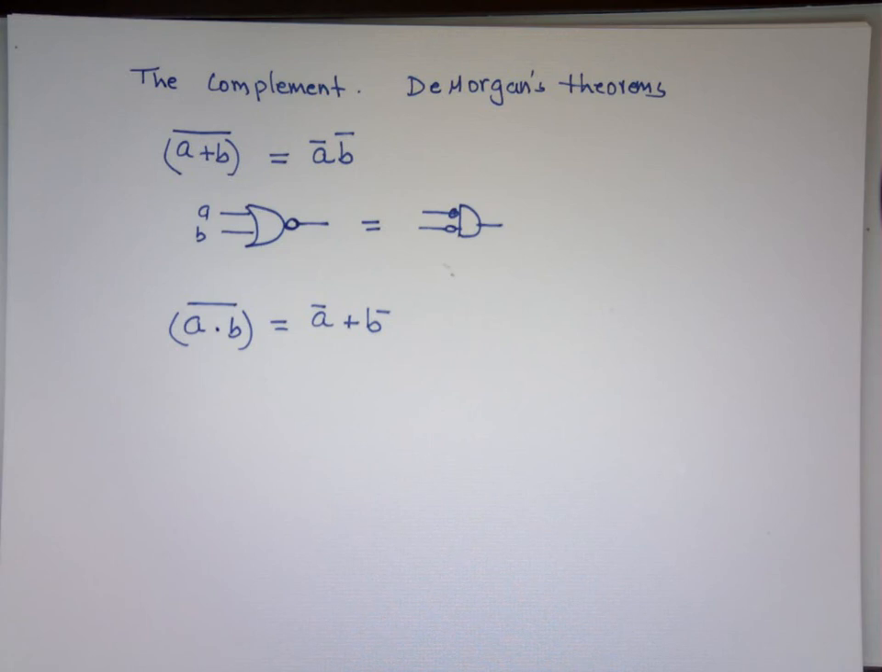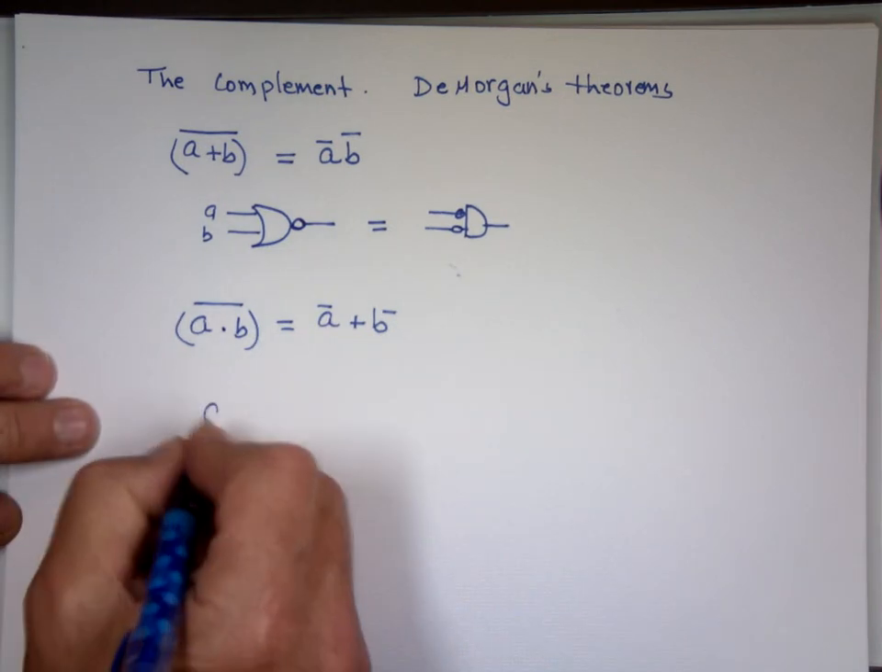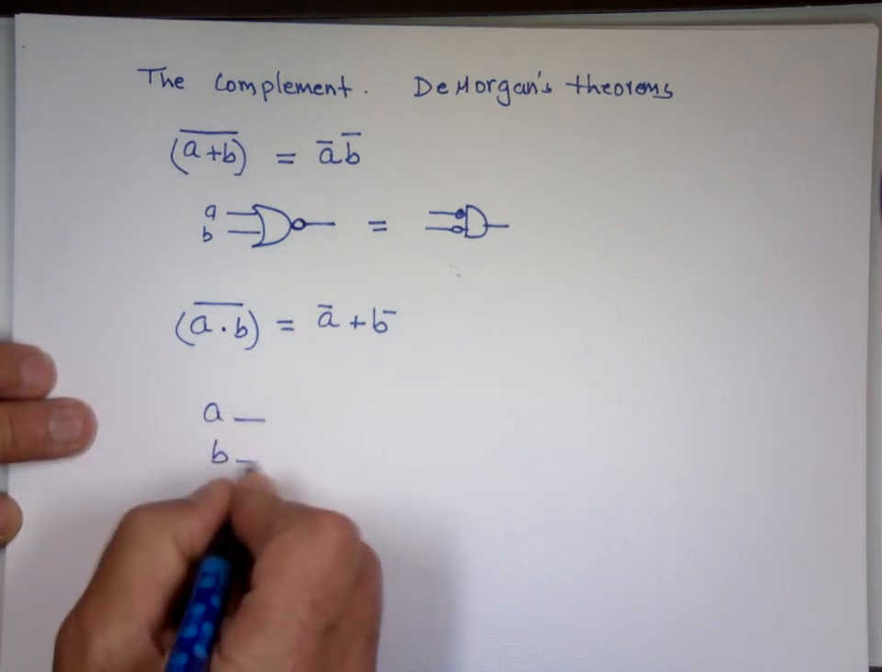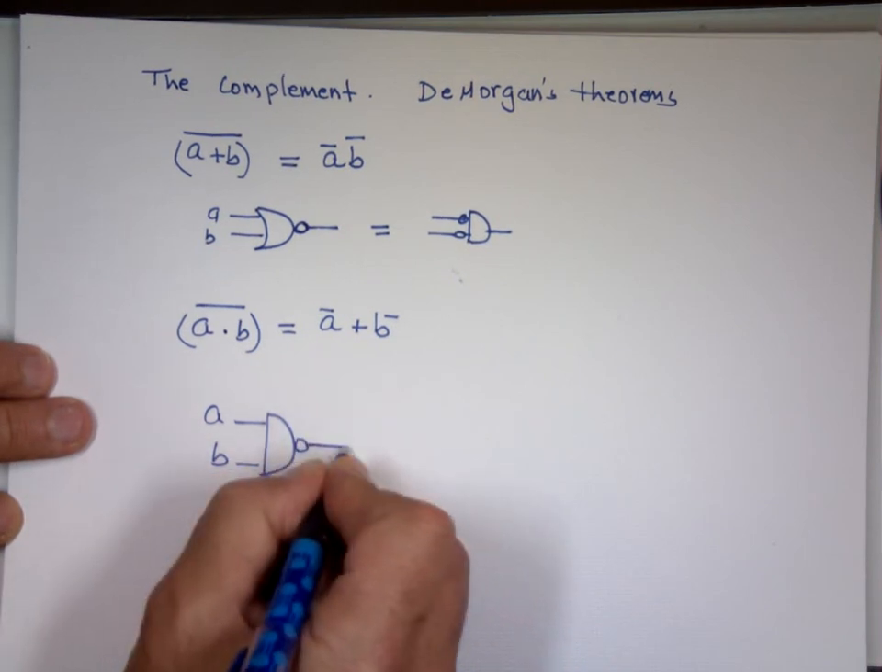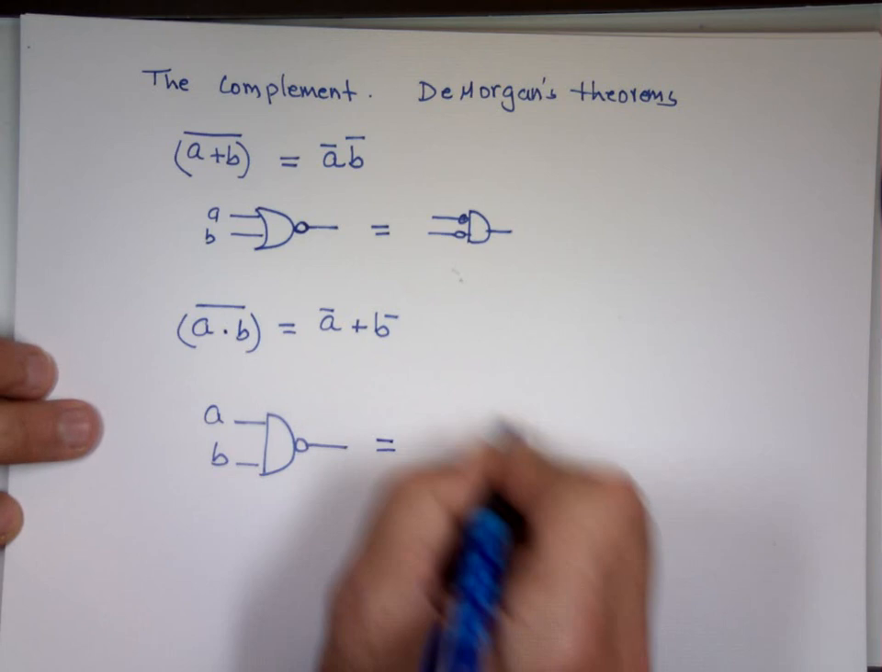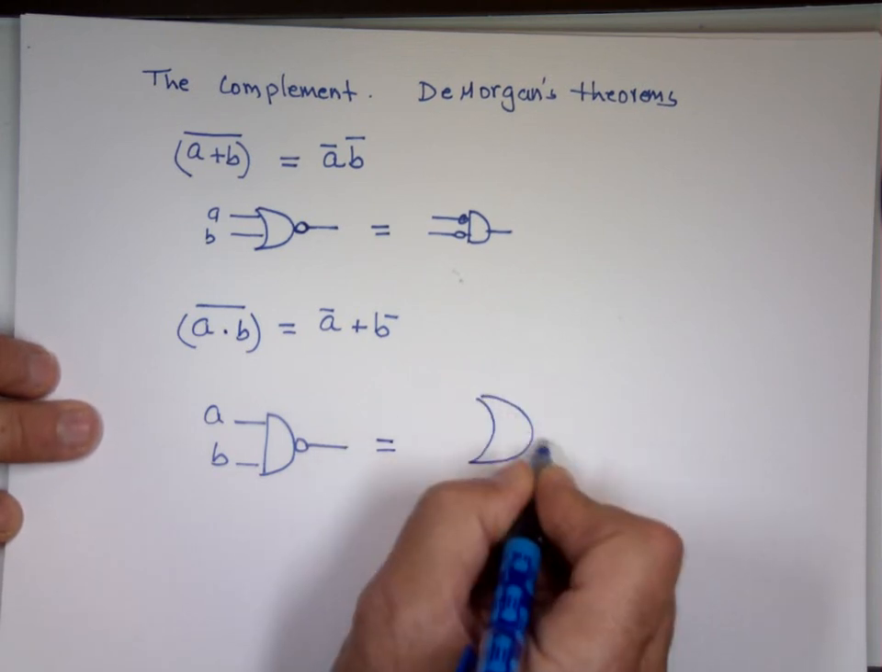This one says if you take an AND gate and you complement that, it becomes a NAND gate. That's equal to an OR gate with both inputs being complemented.